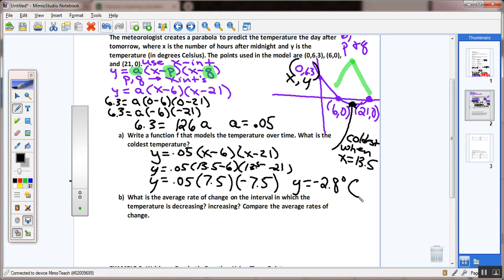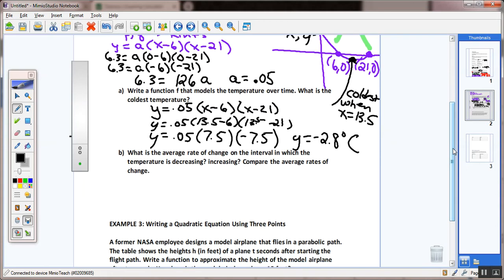So they want to know, what's the hourly average rate of change in the temperature? Meaning, how much does my temperature drop every single hour from the start of this problem? What they really want to know is the slope from your start point, which was (0, 6.3). What would be the point for your coldest temperature? Where did that minimum value occur on that quadratic model that we just formed? What was the x value for that minimum point? And it went all the way down to what?